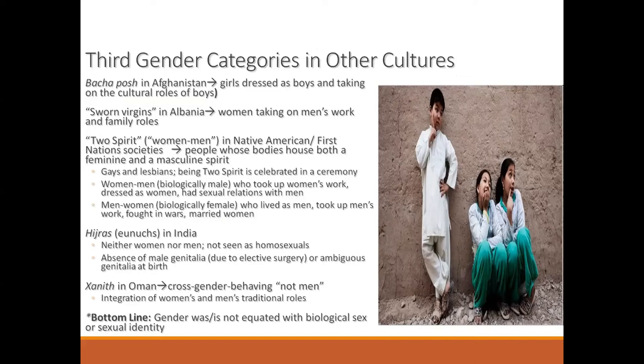In Afghanistan, you have the Bacha Posh. These are girls dressed as boys and they take on the cultural roles of boys. Except their culture does not embrace nor allow for lesbian relationships. They simply take on the cultural responsibilities of boys. And when they hit puberty, they're expected to transition back to womanhood. The Bacha Posh are often found in families where you don't have sons, because Afghanistan is a very patriarchal society, and not having a son in the family, people are looked at differently. The sons are also relied upon to help their parents with economic responsibilities because of the conservatism of Afghan society.